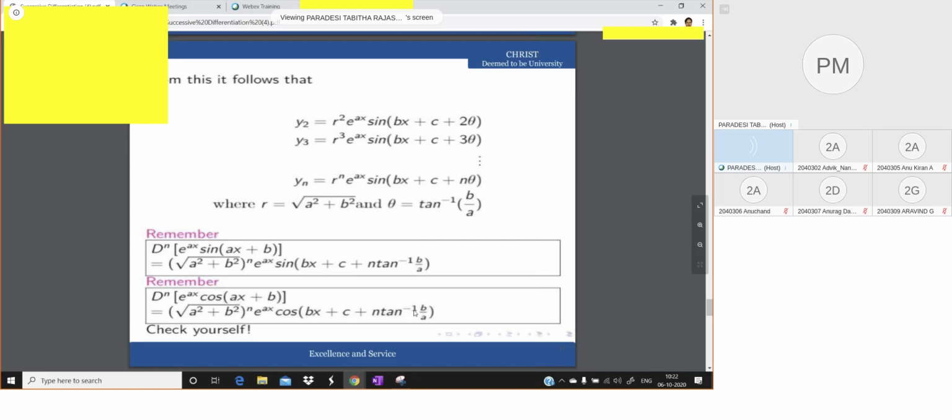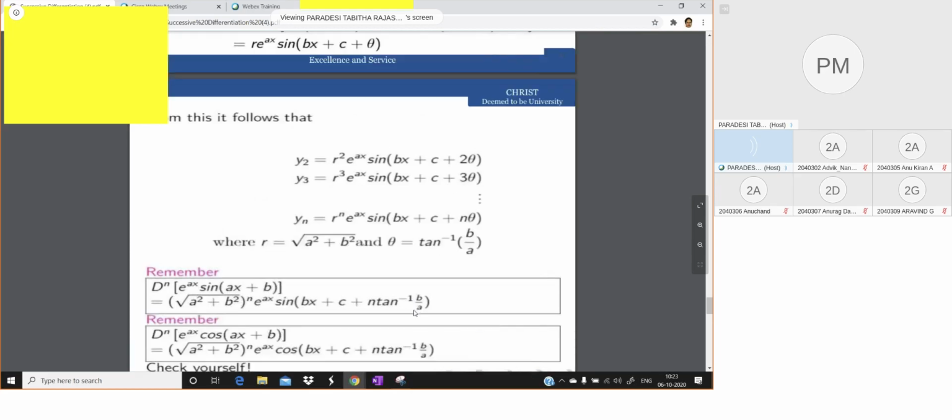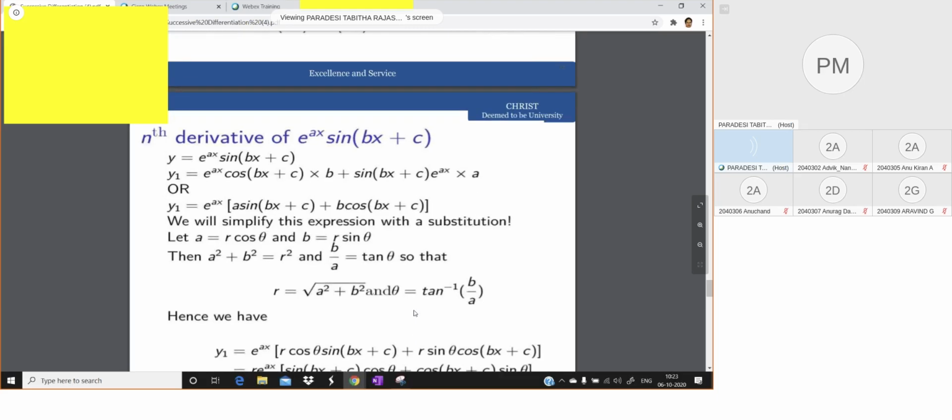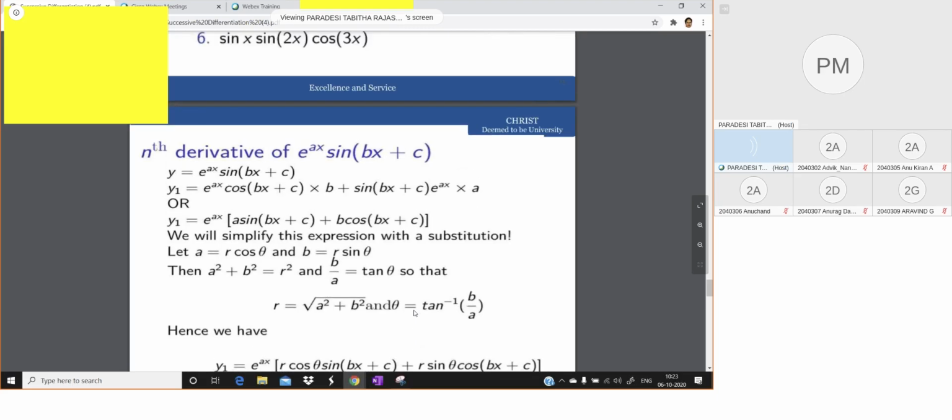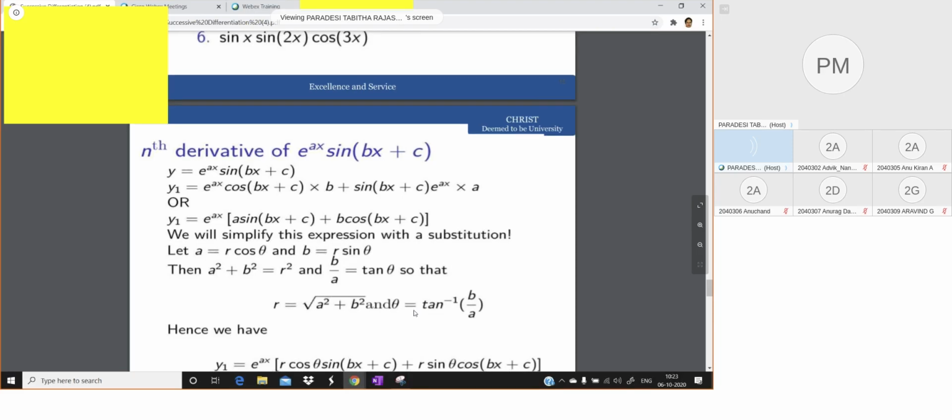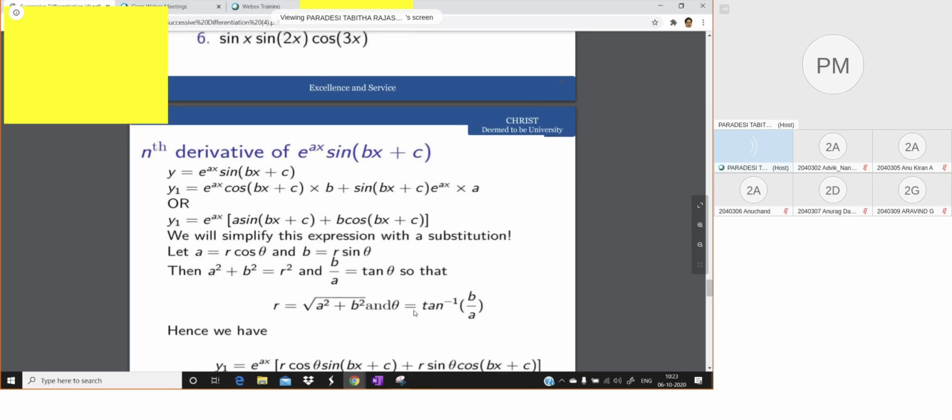Where, Vibhu? Where exactly? Original y. Original y, we have taken e power ax into sine bx plus c, right? This is our original y. This is what you're talking about, Vibhu? y equal to e power ax into sine bx plus c.